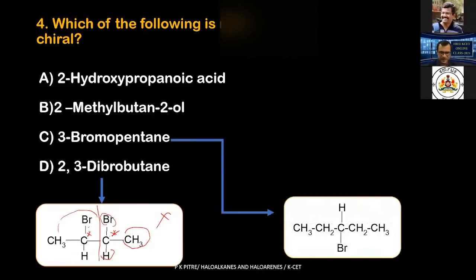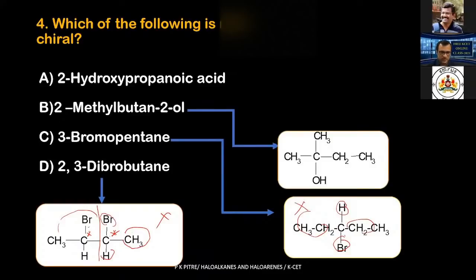Let us see. Look at this particular option over here, 3-bromopentane. There are 5 carbon atoms, 1, 2, 3, 4, 5. A bromine atom is connected over here and a hydrogen atom is connected over here. Is it a chiral carbon? Our definition says a chiral carbon is one which is connected to 4 different atoms or groups. Look, there is a hydrogen atom over here, a Br atom over here, this is an ethyl group and this is also an ethyl group. Both are similar groups, so this is not a chiral carbon. So this is also not our option.